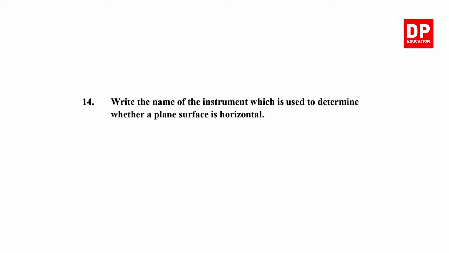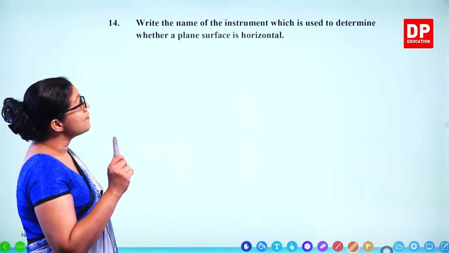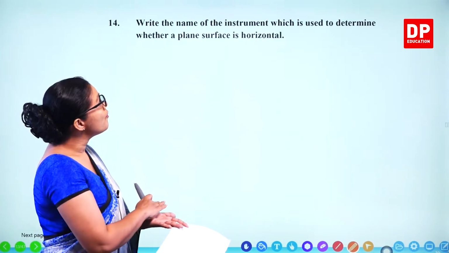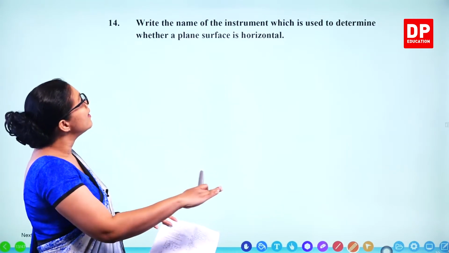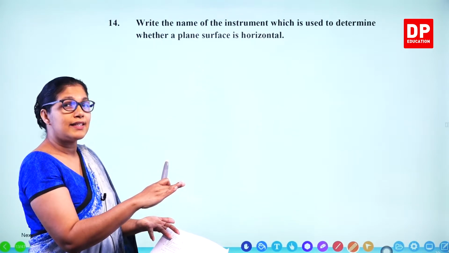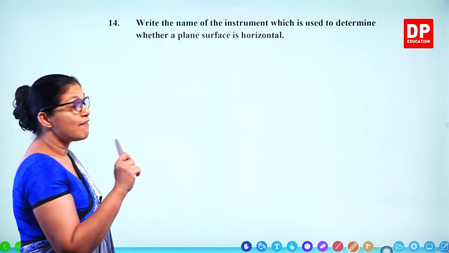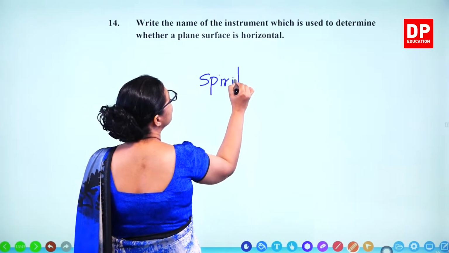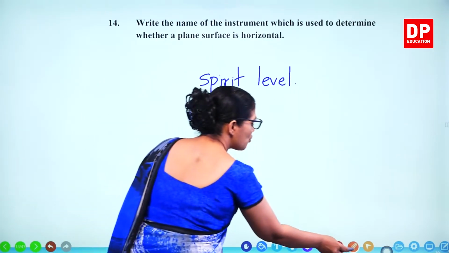Question number 14. Write the name of the instrument which is used to determine whether a plane surface is horizontal. So masons use this. So when they want to see the walls are according to the level, horizontal level, they use that. So what's the name of that? Spirit level. We call it spirit level. So 2 marks for that.